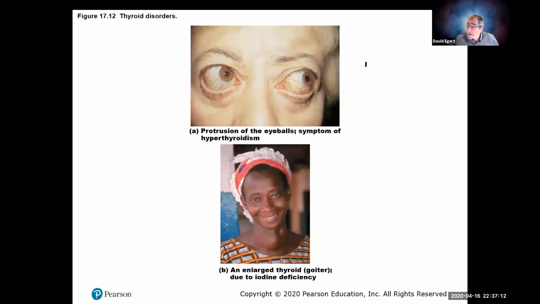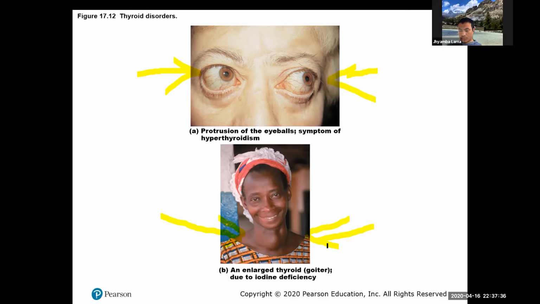So this is that exophthalmos. If you have too much thyroid hormone, you get this bulging of the eyes. And goiter, so this one I didn't mention, but I should mention. Goiter happens if you don't have enough iodine. Iodine is what you need to make thyroid hormone.